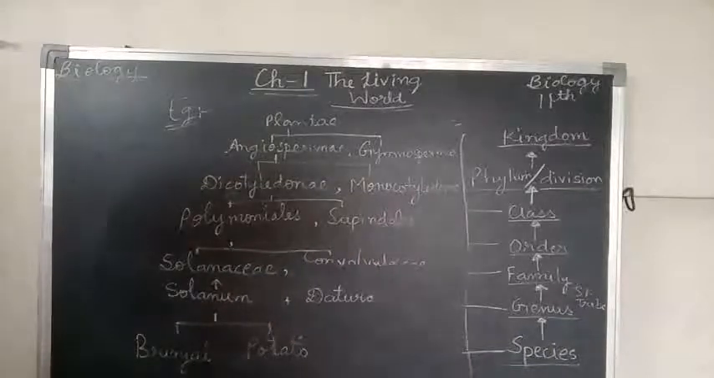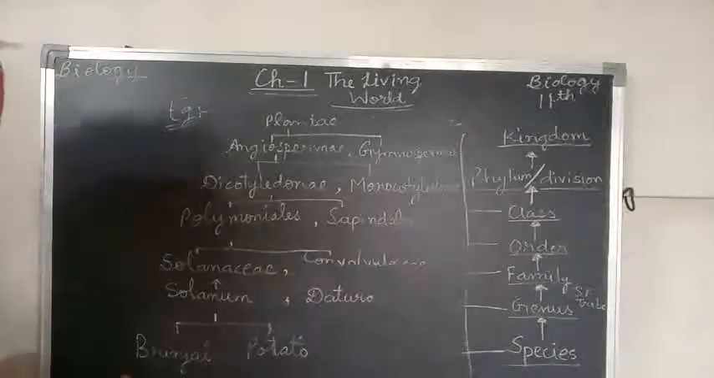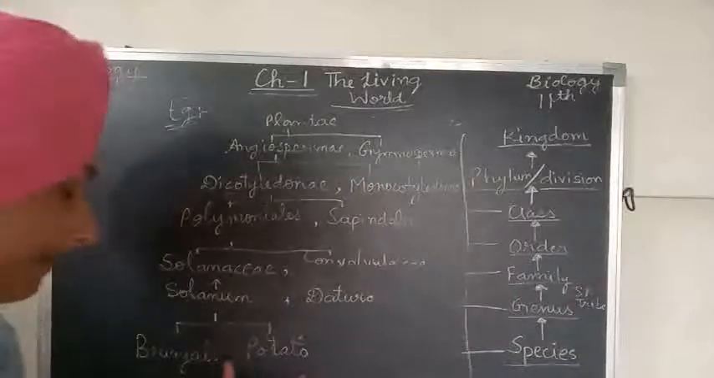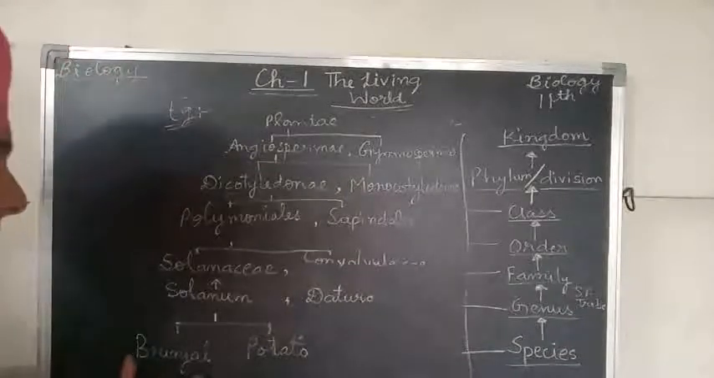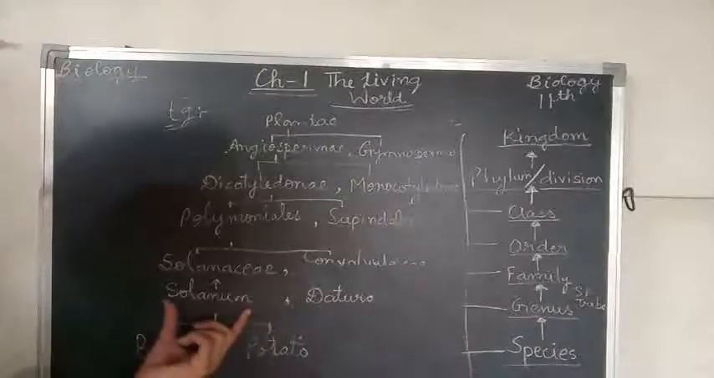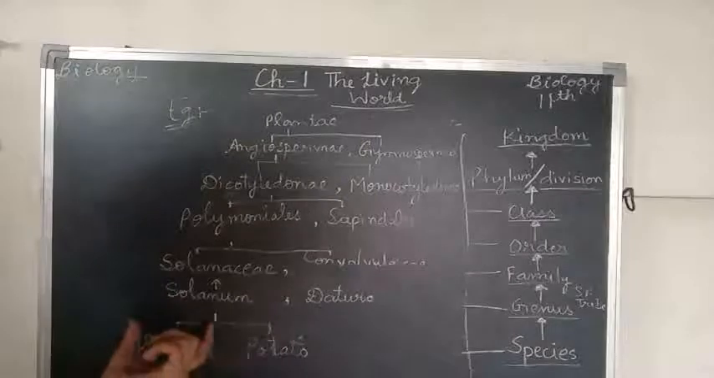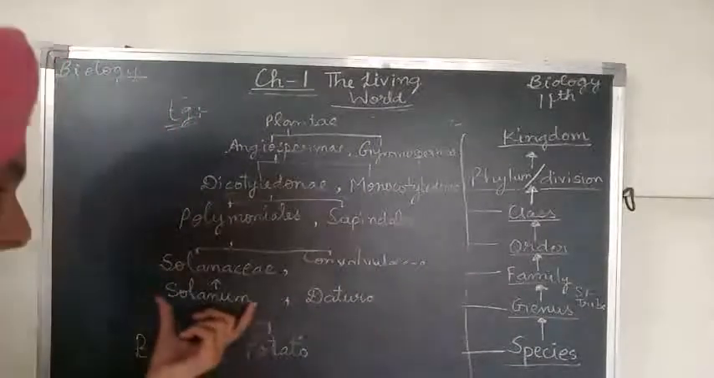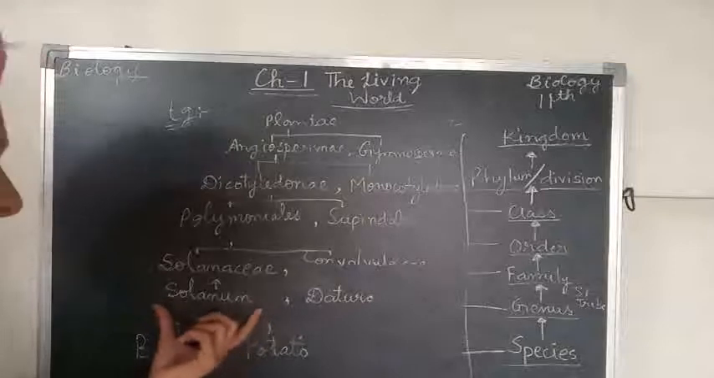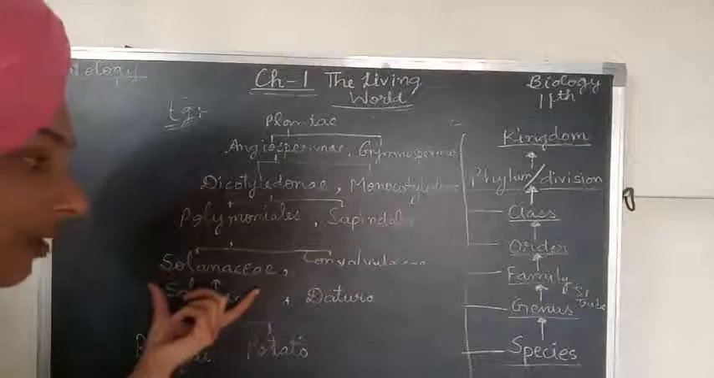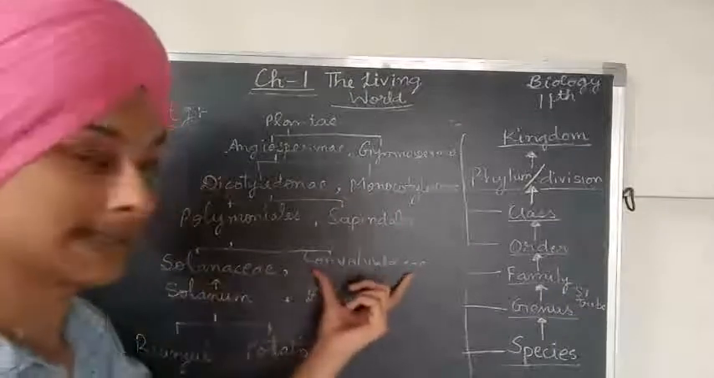Let us repeat it again to understand it better. First we take two species, brinjal and potato. All of you know about them. Brinjal and potato come under the genus Solanum, and another example of genus is Datura. Clear? Now Solanum comes under family Solanaceae. Another example of family is Convolvulaceae.